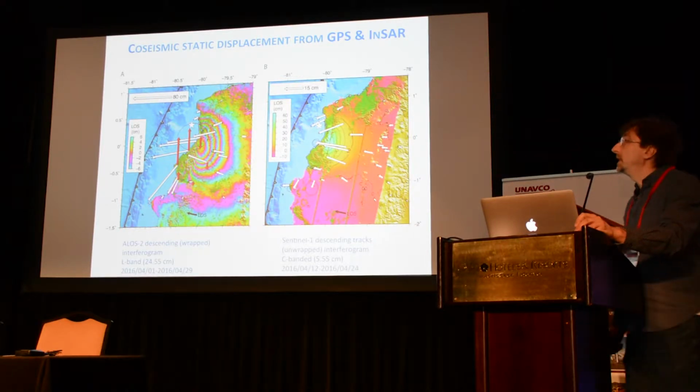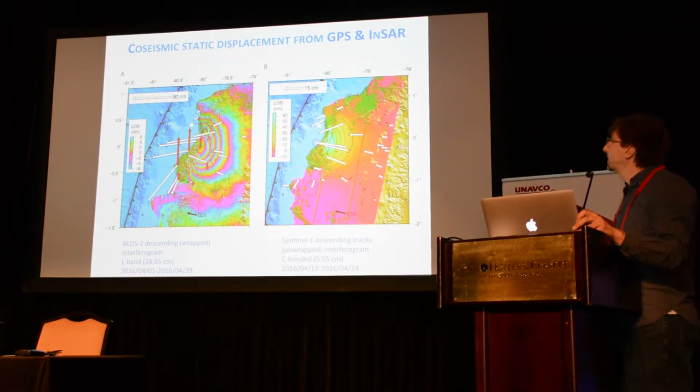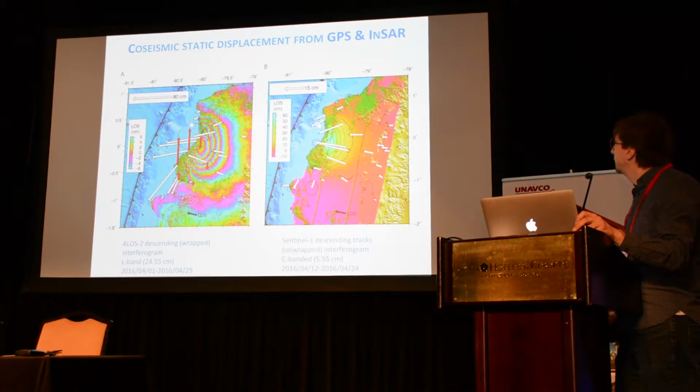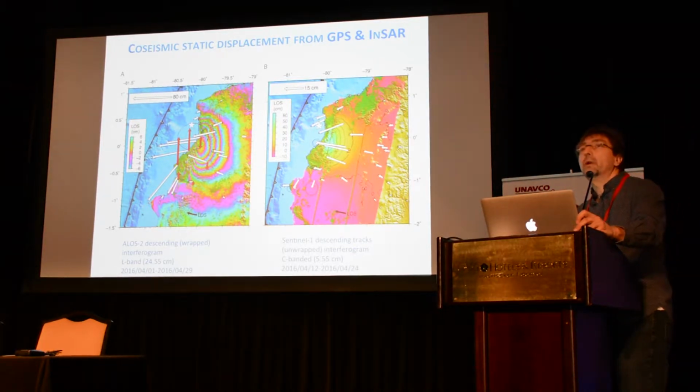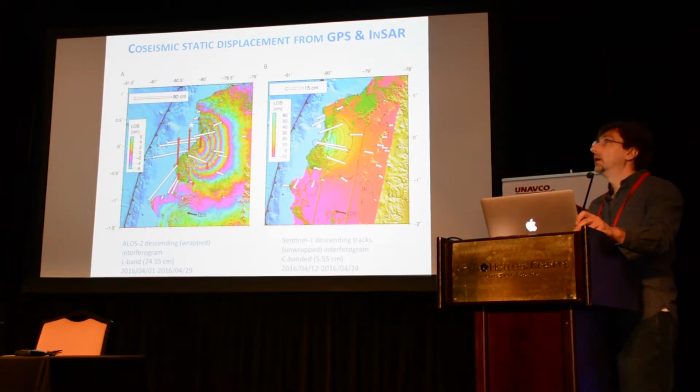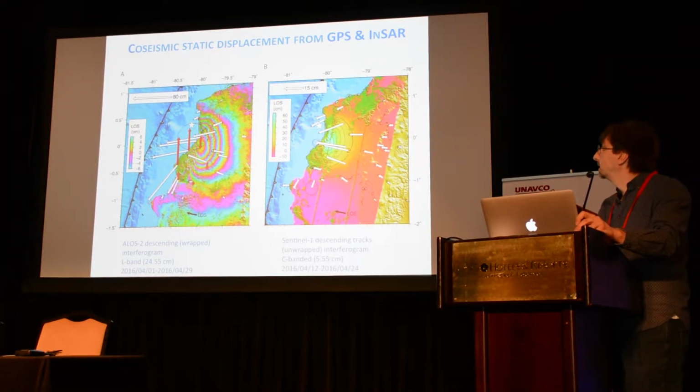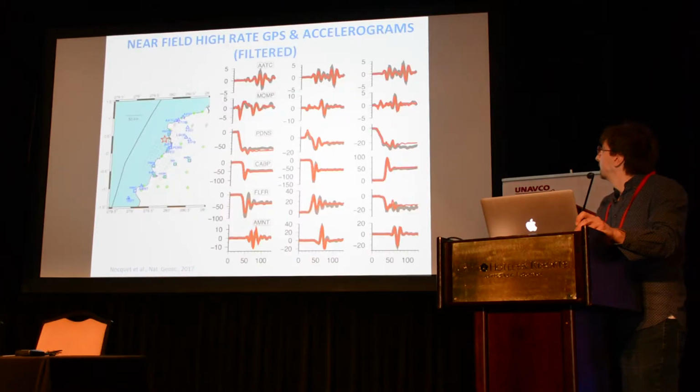In terms of the static displacement that will constrain the slip distribution, this is what we have from InSAR and GPS. I would like to draw your attention to this motion. We usually have a trenchward motion, as you would expect for a subduction reverse event, but we have a southward component here. This is what you would expect when you're above the edge of an elastic dislocation. So this constrains very well the southern extent of the rupture.